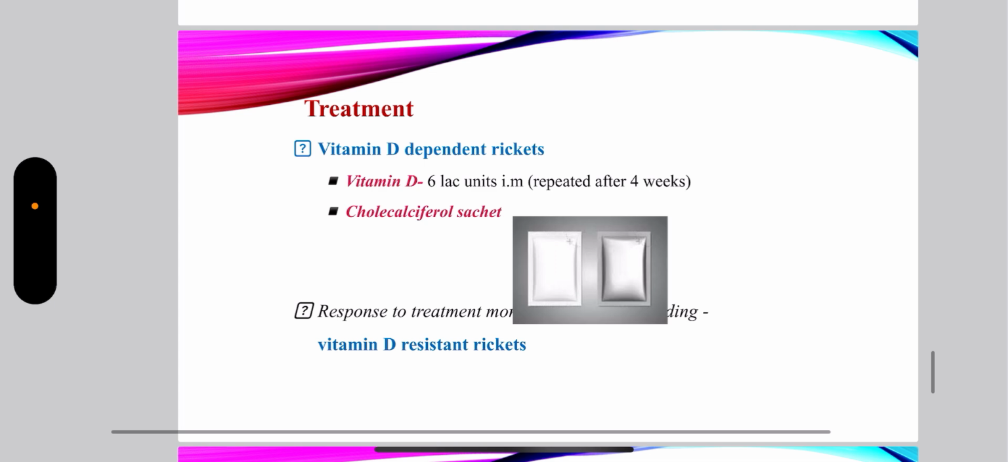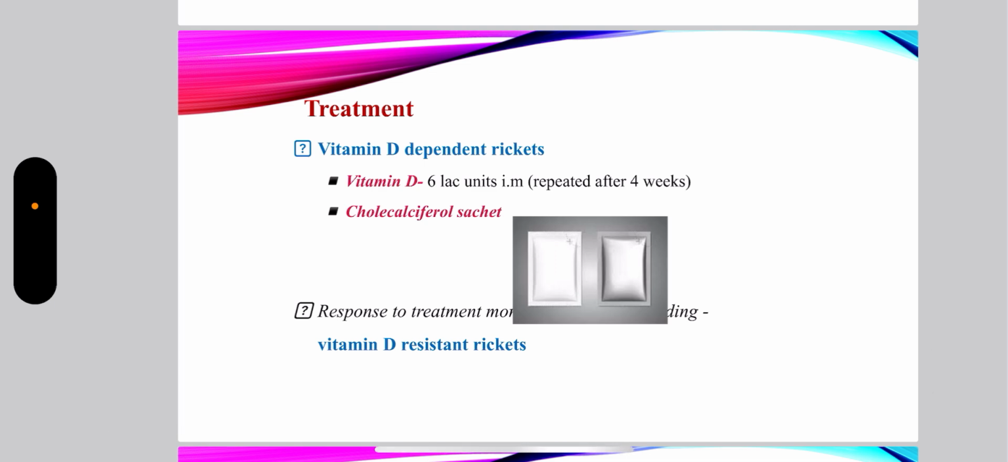How can we treat the condition? Again, the treatment depends on whether rickets is vitamin D dependent or independent. If it is vitamin D dependent rickets, it can be treated with vitamin D. You can see over here, we can give vitamin D. But in case of vitamin D resistant rickets, the response to treatment is monitored, and if it is not responding, that means it is vitamin D resistant rickets. There is no role of vitamin D in that.